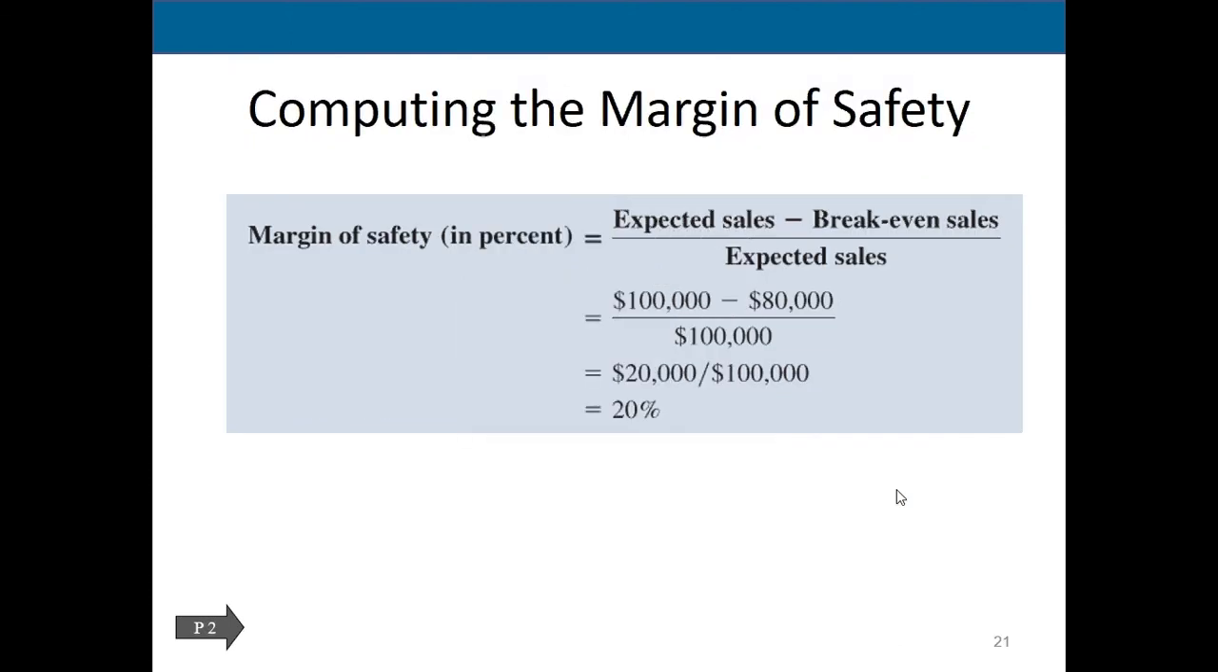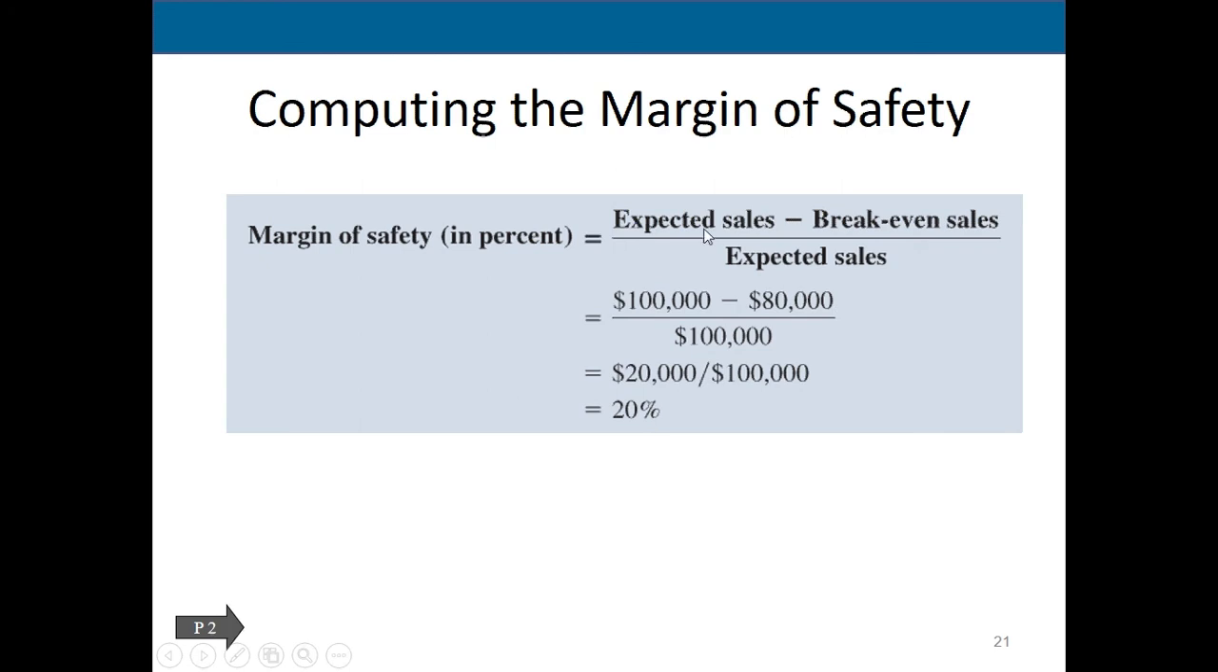What if we wanted to compute the margin of safety? And the margin of safety is basically just this place that we want to be, right? It's where we know that we're going to have a profit. We want a margin of safety of 20%.